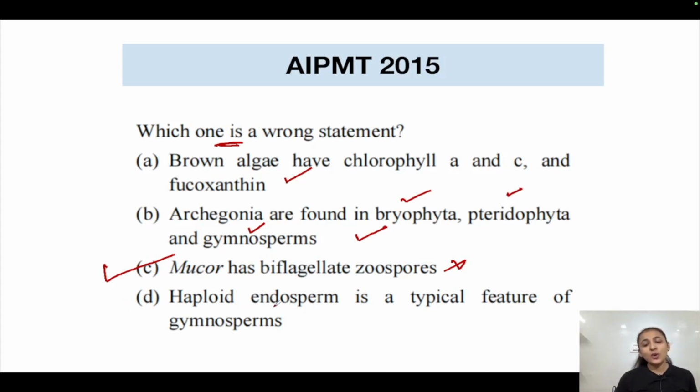Option number D is saying haploid endosperm is a typical feature of gymnosperms. Yes, this is correct. क्या हमने पढ़ा gymnosperms में कि पोस्ट प्री फर्टिलाइजेशन के पहले ही जो हमारा फीमेल गेमेटोफाइट का टिश्यू है, it acts as food reserves for the future embryo. ठीक है, तो हैप्लॉइड एंडोस्पर्म टिश्यू होगा बिकॉज फीमेल गेमेटोफाइट से फॉर्म हो रहा है. फीमेल गेमेटोफाइट किससे फॉर्म होता है? हमारा हैप्लॉइड मेगास्पोर से फॉर्म होता है, राइट? So haploid endosperm is a typical feature of gymnosperms. This statement is correct and according to the question, the wrong statement is option number C, which gives us our correct answer.